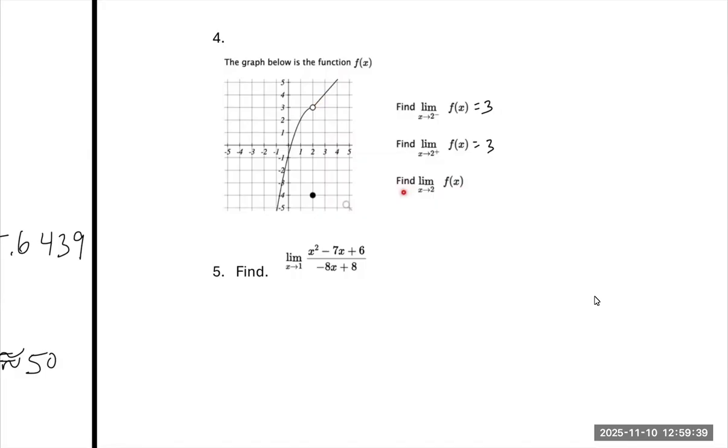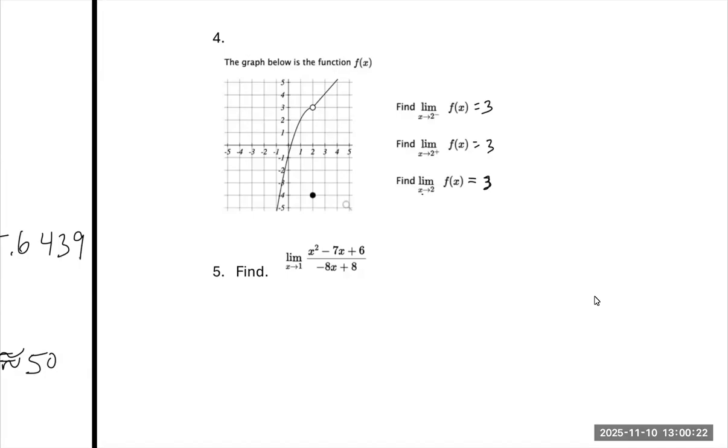Now, this last question asks, find the limit as x approaches 2. And this really means if this does exist, it requires both coming from the left and coming from the right to be the same number, which they are. So this is saying, if I come from any direction, as I approach 2, the function will approach 3. And yes, it does approach 3 because if we come from the left, it approaches 3. If we come from the right, it approaches 3. So therefore, no matter which way we approach it, the limit as we approach 2 will be 3.